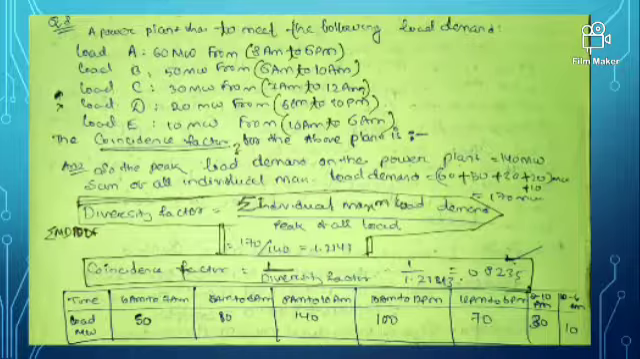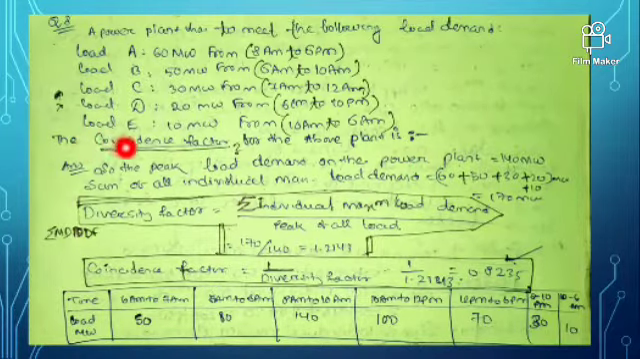Now come to problem number 8. A power plant has to meet the following load demand. Load A has 60 megawatt from 8 am to 6 pm. Load B 50 megawatt from 6 am to 10 am. Load C 30 megawatt from 7 am to 12 am. Load D 20 megawatt from 6 pm to 10 pm. Load E 10 megawatt from 10 am to 6 pm. The coincidence factor for the above plant is.